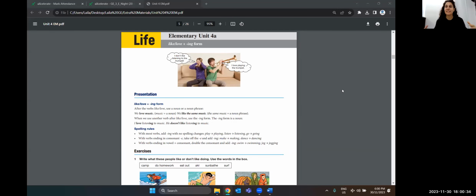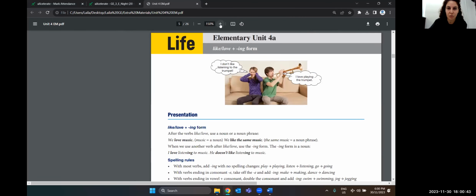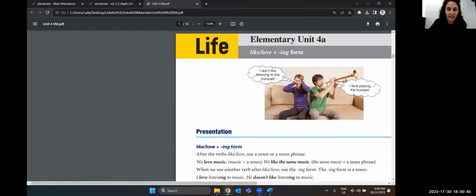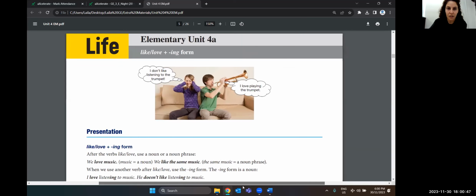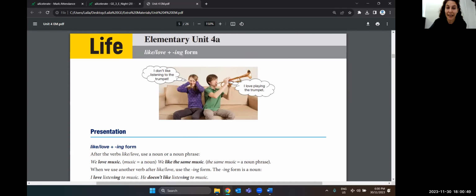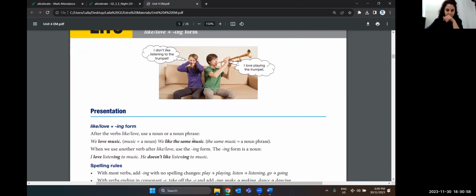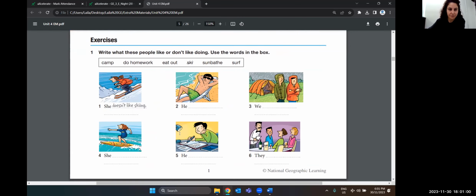Okay, so let's have a look at some extra materials for this unit, some extra practice. So remember here, it's giving us just the rules. We use like or love with the action in the ing. I don't like listening to the trumpet. I love playing the trumpet. Okay, so we have all our rules. Let's do the exercises. Number one, she doesn't like skiing.